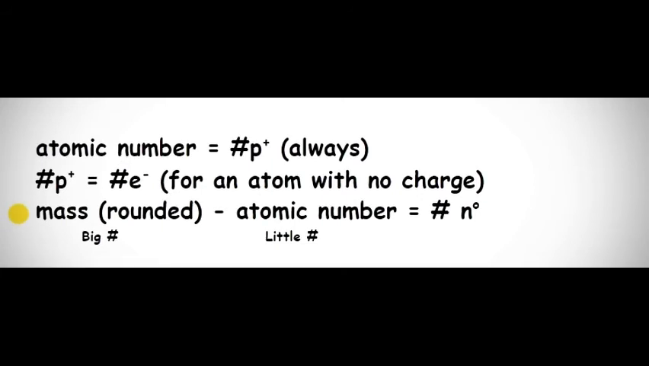To figure out how many neutrons are in the atom, you just take the mass number, which if you take it off the periodic table, you want to round it first. You take the mass number minus the atomic number, the big number minus the little number.